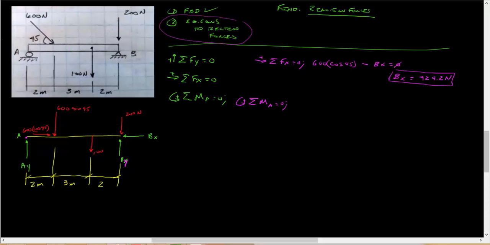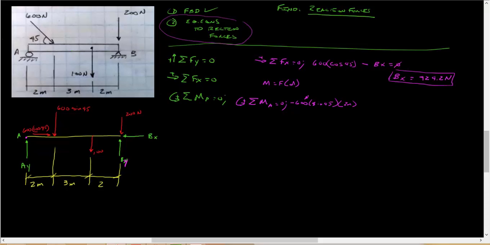So I have 600 cosine 45 is my first force that I run into that I must take into account. It is rotating clockwise, so it would be negative. So 600, and that's going to be sine of 45. Now my moment, again, remember my moment is force, which I have here, times my distance. So my distance here is going to be 2 meters. So that's going to be 600 sine 45 newtons, and this is going to be 2 meters.